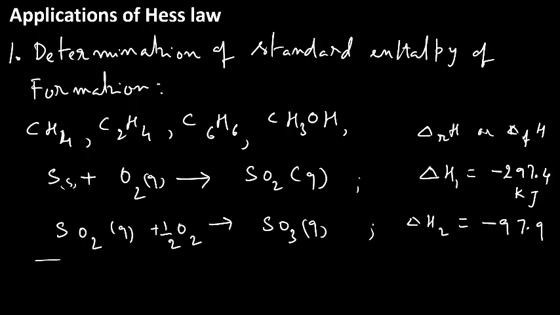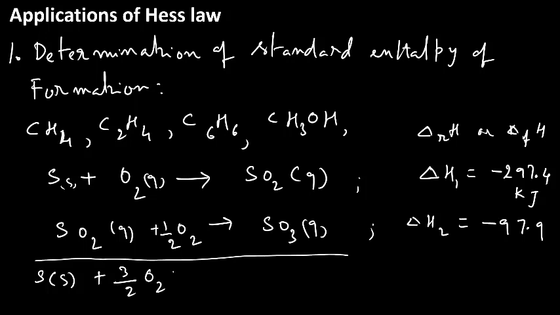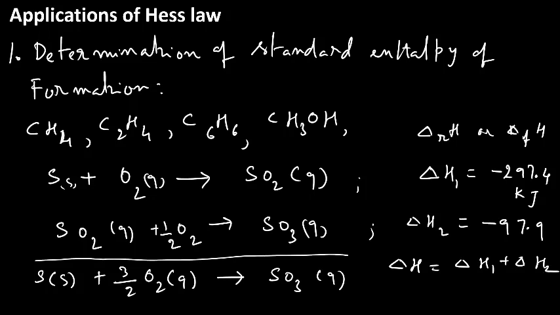97.9. So if we add these two equations, sulfur solid plus oxygen 1 plus 1 by 2, this is 3 by 2 oxygen molecules, gives sulfur dioxide on the left side and right side cancelled, therefore we get SO3. Since these two equations we added, the enthalpies of reactions also can be added. Therefore delta H is equal to delta H1 plus delta H2.